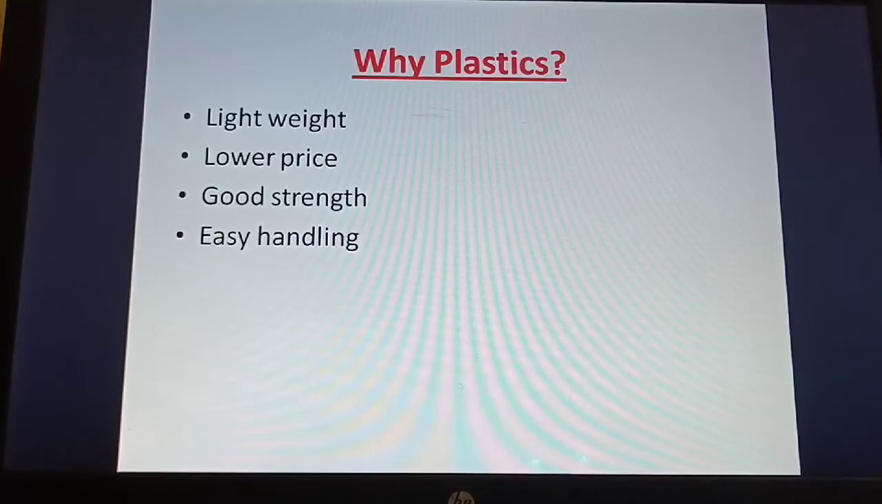Plastics, if you see, they are lightweight, the price is lower, and the plastics have good strength and you can easily handle them, okay? Easily you can hold these plastics. Therefore, we use plastics.